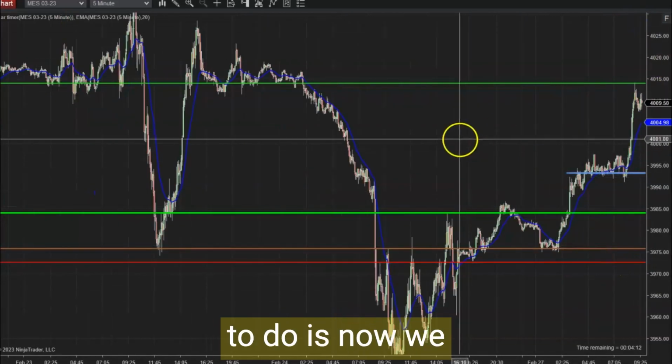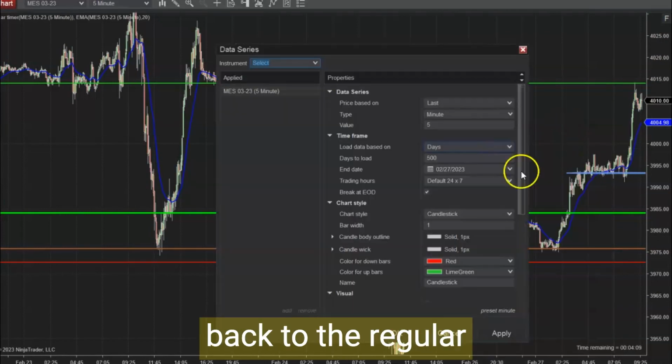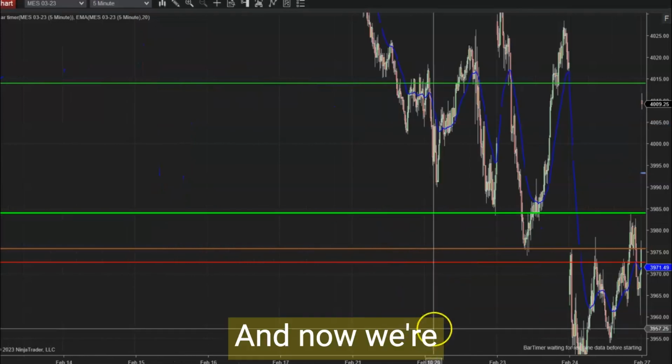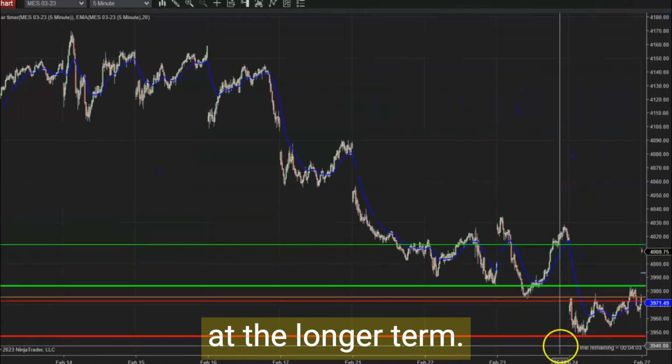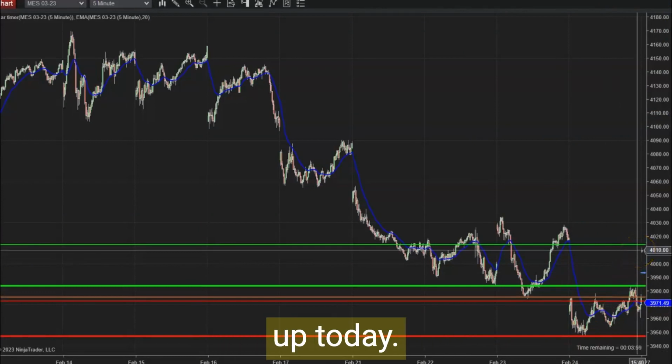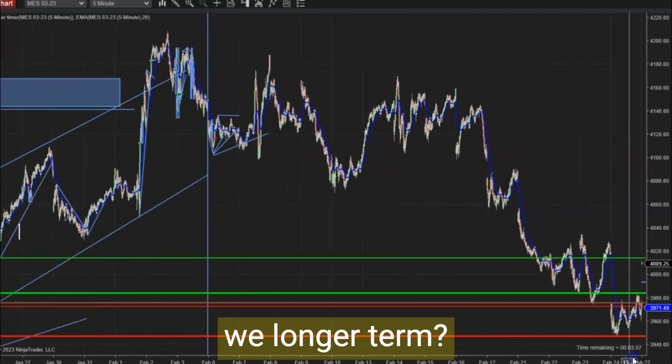Now we have the overnight, so we're going to go back to the regular trading hours. And now we're going to take a look at the longer term. Okay, you can see the market open up. We are gapping up today. So where are we longer term?